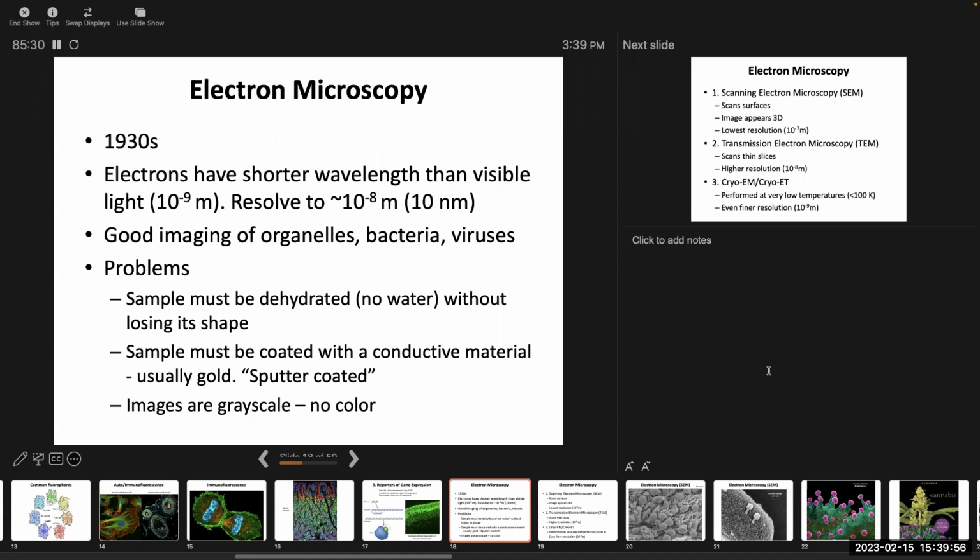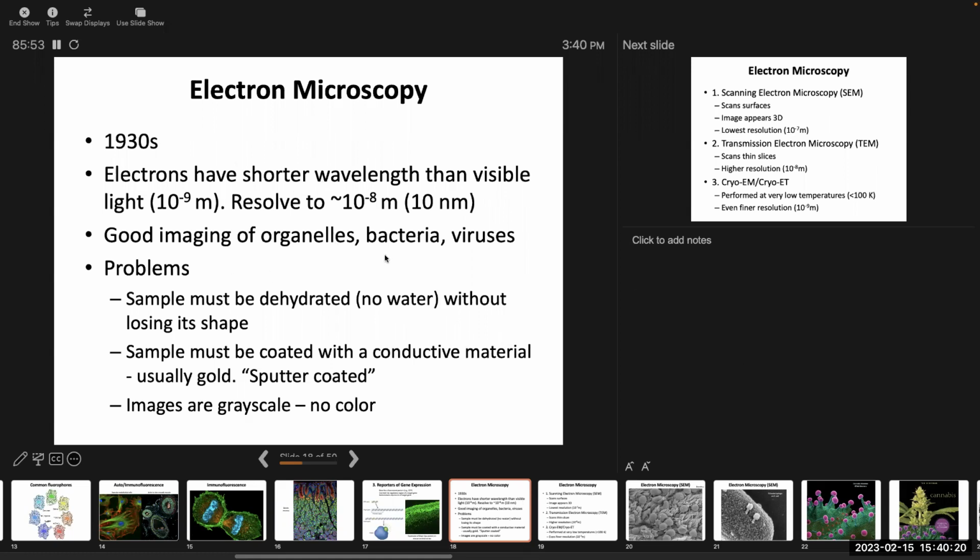So electron microscopy allows us to see things that are about 1/10 the size of what you can see with a light microscope. This extends the visibility of structures down to the level of organelles, bacteria, and viruses, things that are smaller than individual cells.